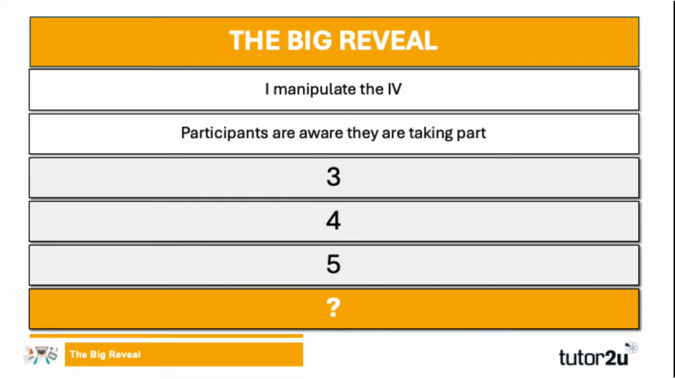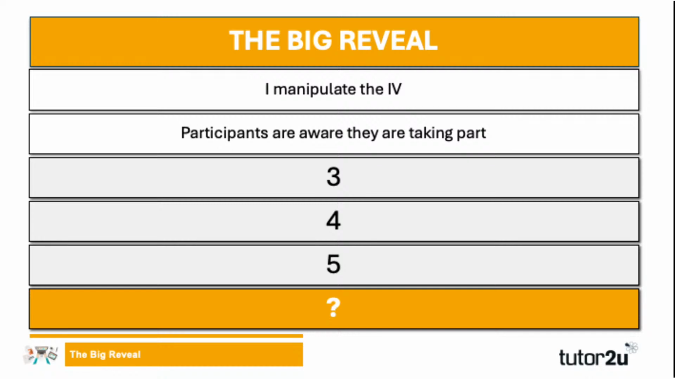So we've got: I manipulate the IV. Then we've got: participants are aware they're taking part. So think about the research methods where participants might be aware they're taking part. Anybody got any ideas or even any guesses that they want to put in the chat box? Okay, so that is a type of variable, and definitely a key specialist variable you want to know for the exam, but not quite a research method. So Maisie Moo, you're saying lab experiment. Guest, we're also saying lab experiment.